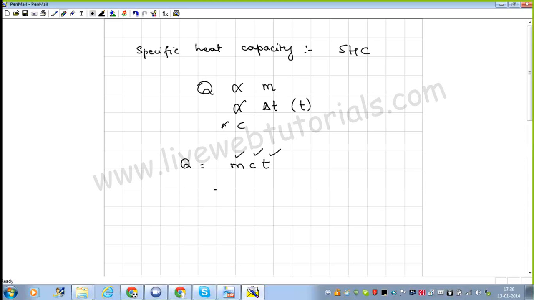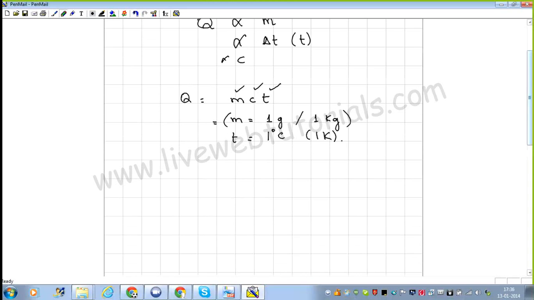Now suppose I'm taking the mass of the substance as 1 gram, or in SI units, it will be 1 kilogram. This is the mass of the substance that is taken. T, that is the difference in temperature, suppose it is 1 degree Celsius. It can be 1 Kelvin also, because the difference is going to be the same. So here mass is 1 gram or 1 kilogram, that is unit mass. Change in temperature is going to be by 1 degree Celsius.